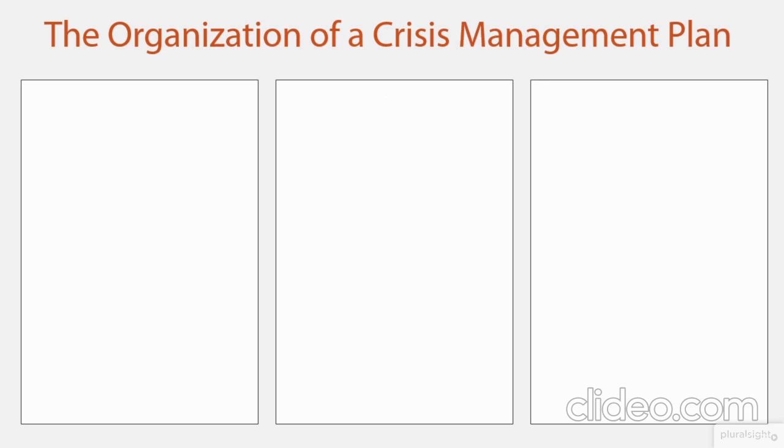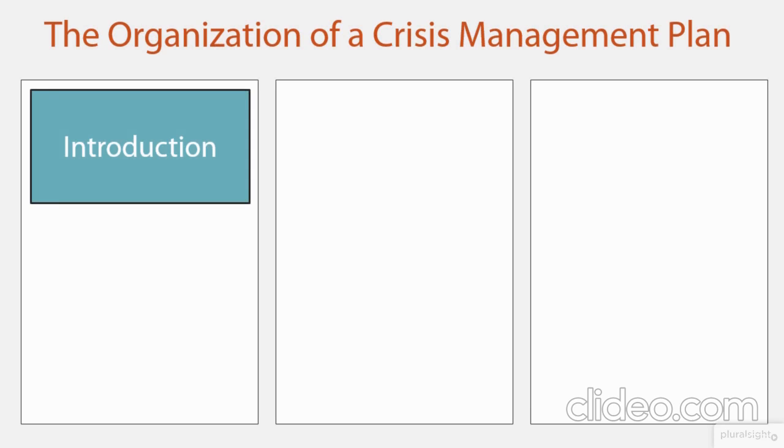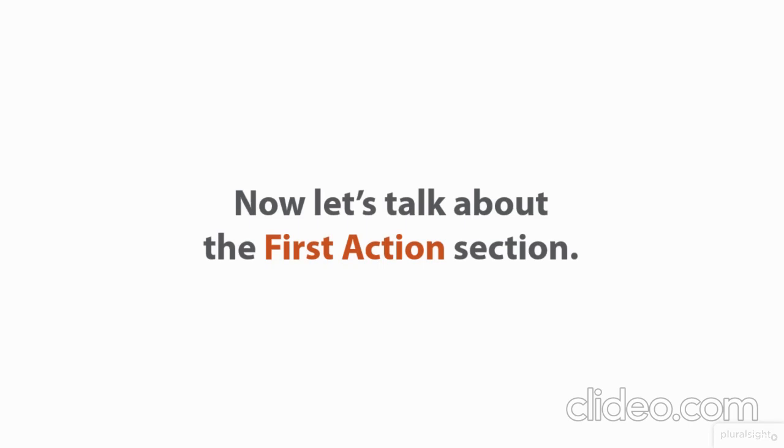As for organization, as you might expect, the introduction will go first in a document. In a shorter crisis management plan, it might just be the first few paragraphs, but in a longer one, it can have its own set of pages. The next major section is the first action section, so let's talk about that now.